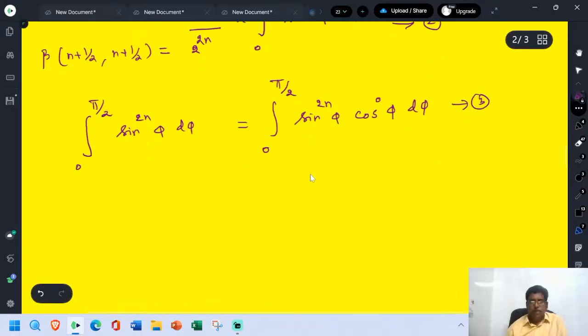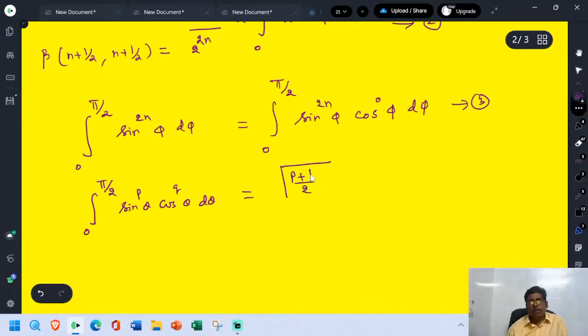You know the standard equation: the integral with limit varying from 0 to pi by 2 of sine power p theta cos power q theta d theta is equal to gamma of (p plus 1) by 2 into gamma of (q plus 1) by 2, whole divided by 2 times gamma of (p plus q plus 2) by 2. This is the general formula.